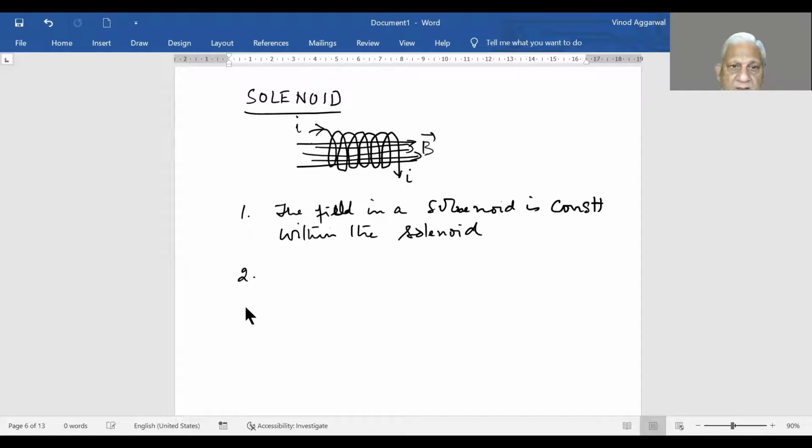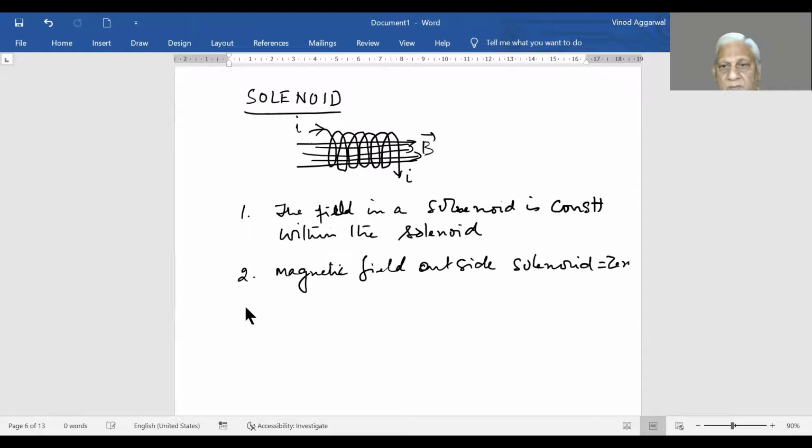Second is, magnetic field outside the solenoid is zero. That means this magnetic field exists here only. Outside the solenoid, B is zero. These are the two observations, or rather conditions, with the solenoid.